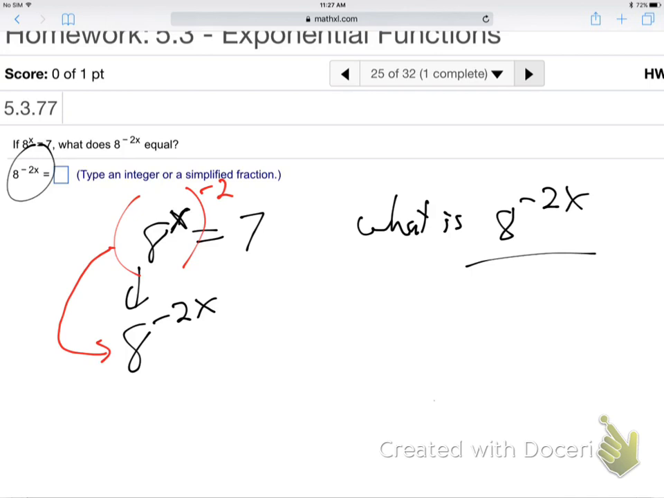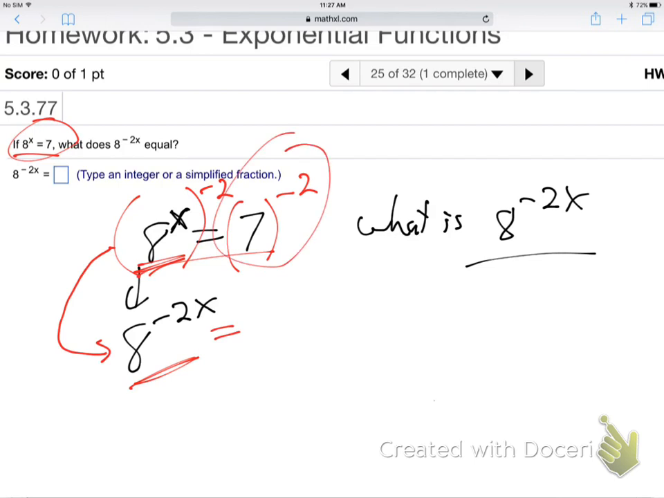Okay, but that means I'm taking the original true statement they gave me. 8 to the x equals 7, right? They told me that right here. If that's true, you can work with that. So I take that and say, whatever you do to one side, if something's true and you do the same thing to both sides, it'll still be true afterwards. Two things are equal, you treat them the same, they'll be equal afterwards. So if I raise both sides to the negative 2, they were equal before, they'll still be equal. The left side will become what they're asking me for. So then, whatever the right side is, that's their answer.